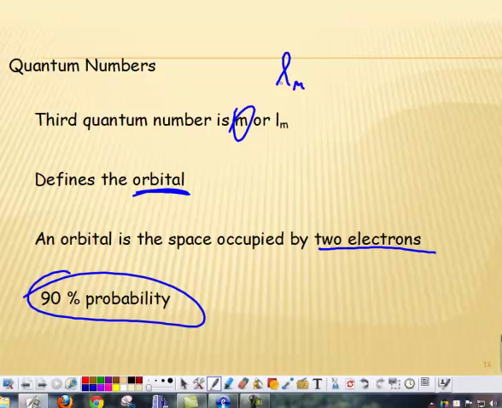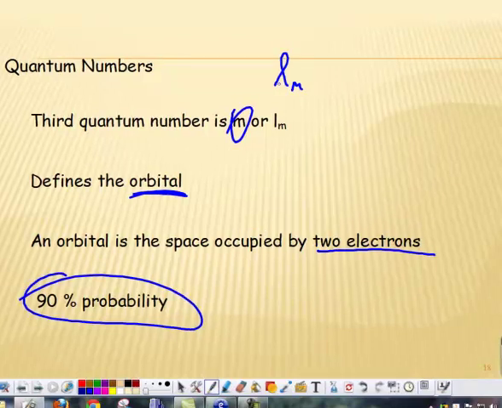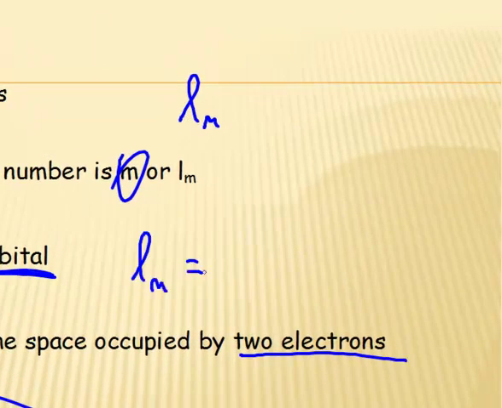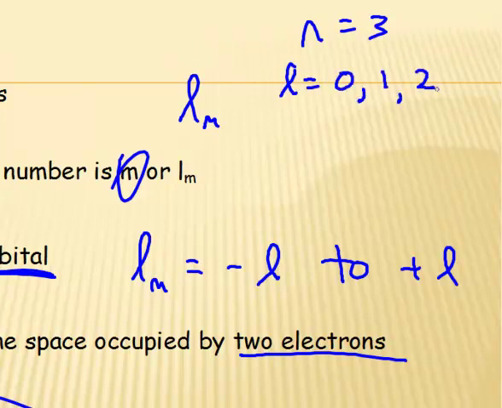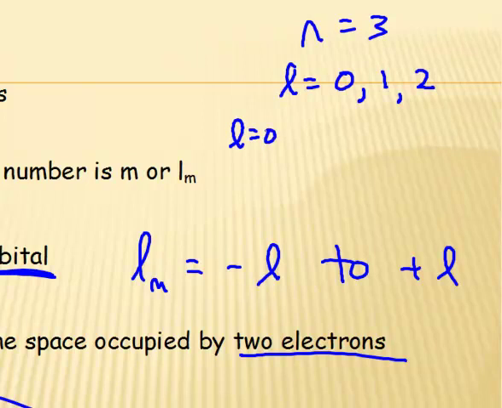So the sublevels, showing that it is directly related to the sublevel. The possible values for L sub m, or m, are negative L to positive L. Let's go back to n equals 3. So n equals 3, L equals 0, 1, and 2, which again correspond to S, P, and D. Now we say when L is 0, m is equal to, well, it's negative 0 to positive 0, so it's just 0. So the fact that there's only one value for the orbital means there's only one orbital when you have the S sublevel.